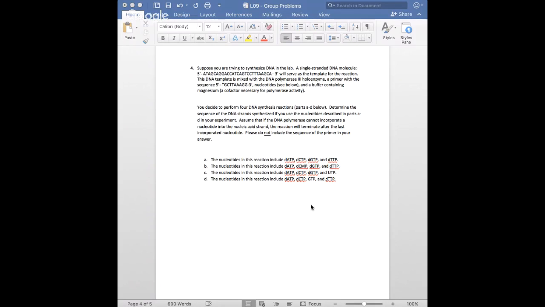And then the nucleotides used in D are going to be the A, C, G, and T. And so again, I started with the 3' to 5', and paired the A to T, T to A, C to G, and G to C, and made that complementary DNA strand.